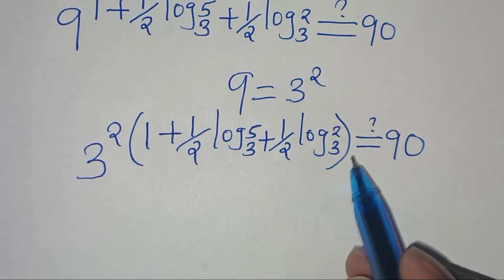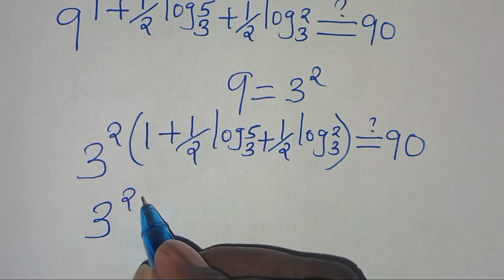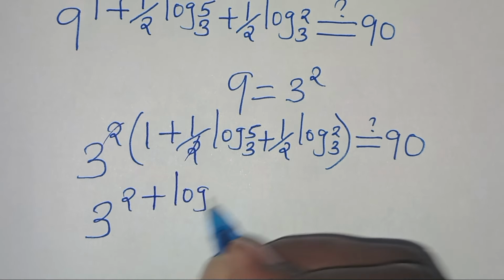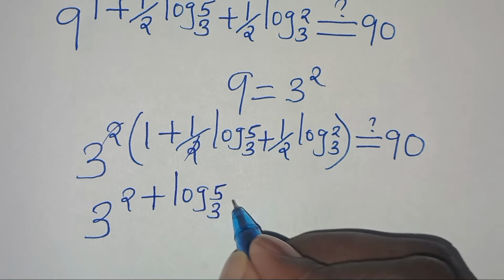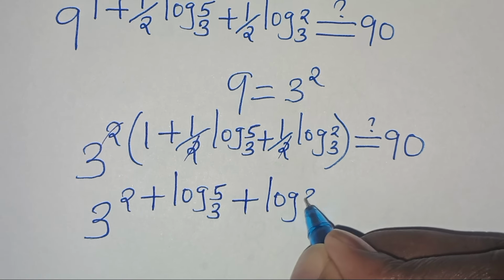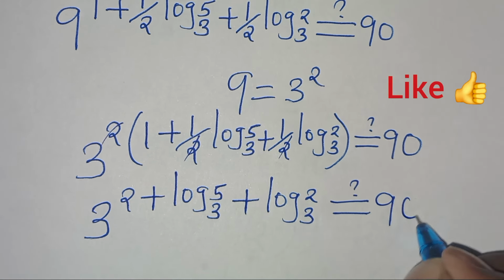Let's open the parentheses here. So this is 3 to the power of 2 times 1, this is 2, plus 2 times a half, and the 2 and 2 here simplify. So we have log 5 to base 3, then plus 2 times a half, the 2 and 2 simplify. So this is log 2 to base 3. This is supposed to give us a value of 90.